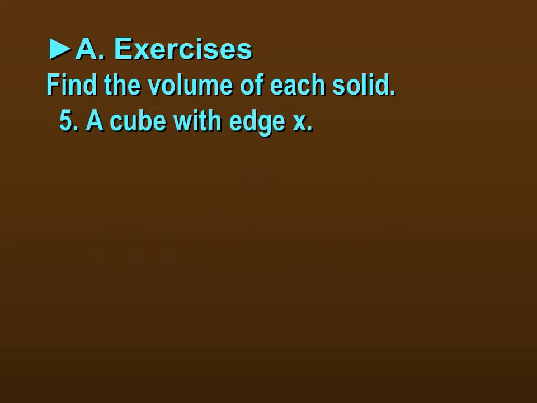All right, number 5, it says find the volume of a cube with edge x. So we don't know the actual number for the edge. We're representing it with x. Well, our formula is volume equals e cubed, but we don't know what e is. In fact, we're letting x be e. So our answer would be volume is equal to x cubed cubic units, right? Or units cubed.